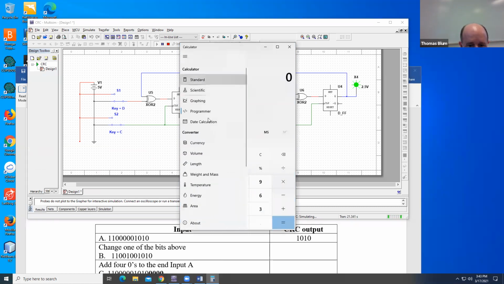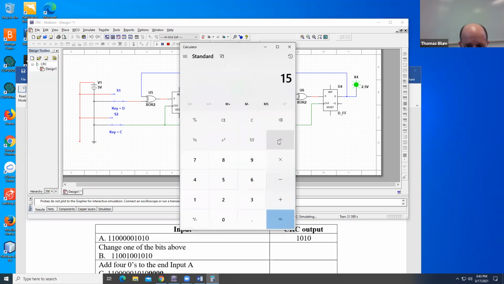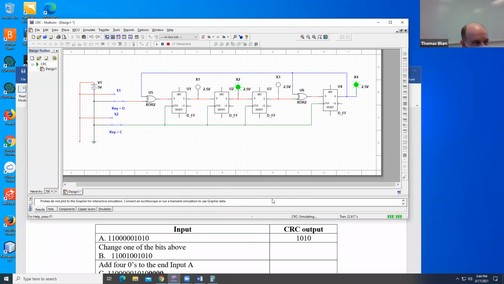Just standard 15 divided by 16. So almost 94% of the time, with the 4-bit CRC, I should find a mistake. Oh, somebody's talking to me.